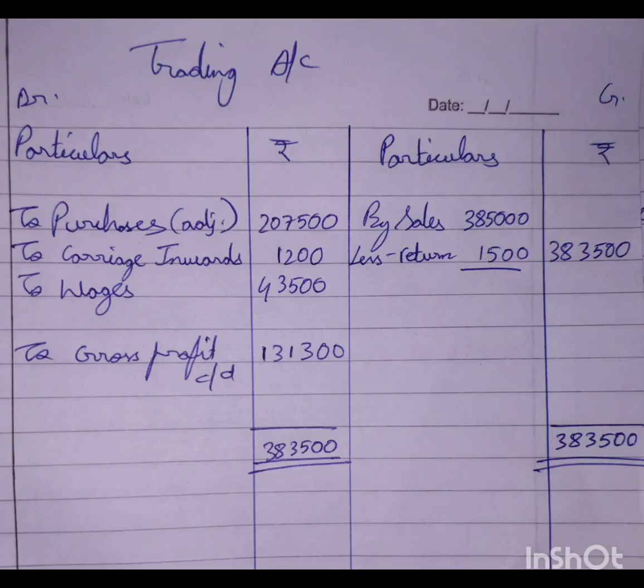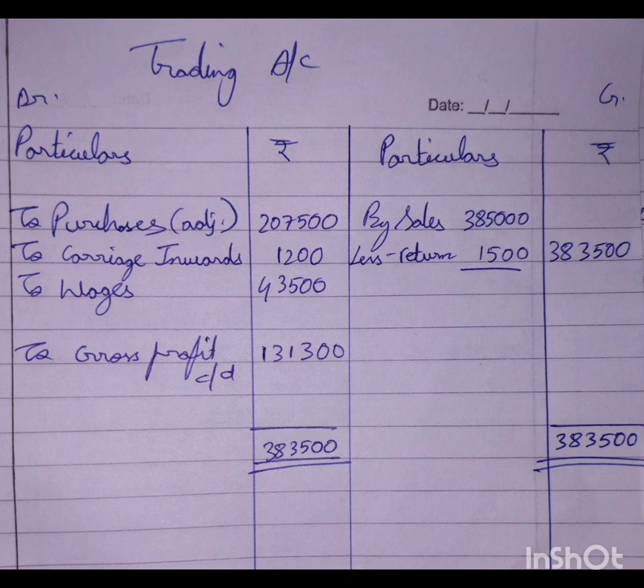Second, they have said to create provision for doubtful debts at the rate of 2% on sundry debtors. So in this question, they have just asked you to create provision for doubtful debts. On sundry debtors, you multiply the 2%, and you get an amount such as 800. That amount will be shown on the P&L debit side, and that amount will be subtracted from sundry debtors in the balance sheet asset side.